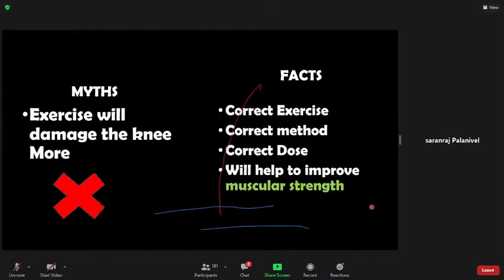Exercise will damage the knee. This is a misconception a lot of the public have. So explain to them that it is not going to damage, whereas it is going to help them improve the muscle strength. But the only thing is they need to have a correct dose of exercise, and correct method. Cannot be saying, I am walking and it is an exercise. No.